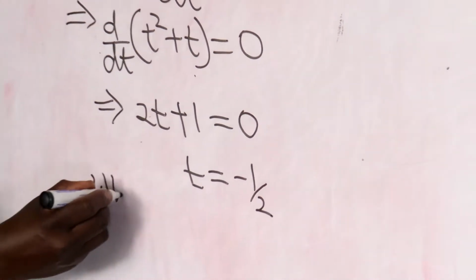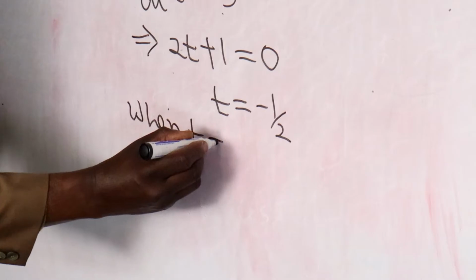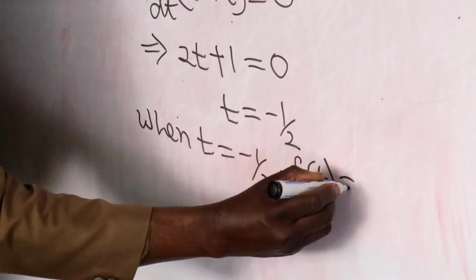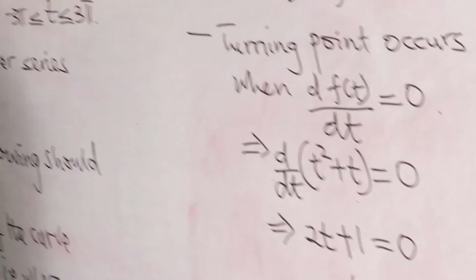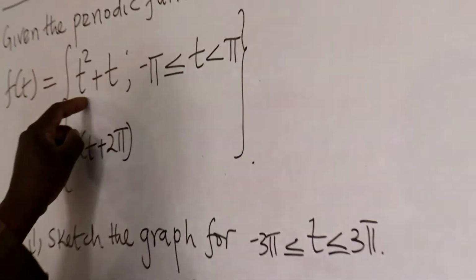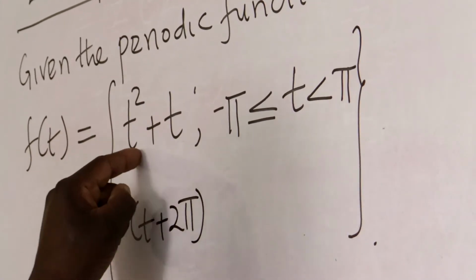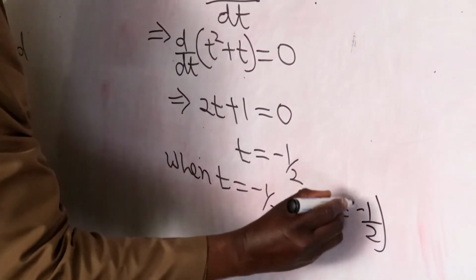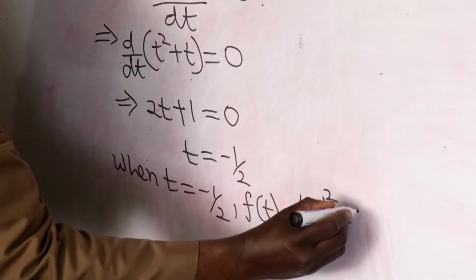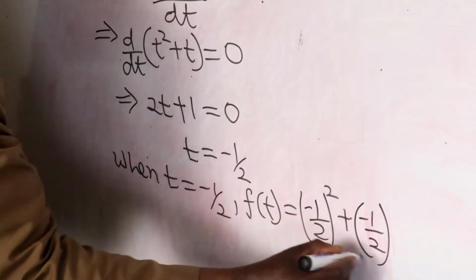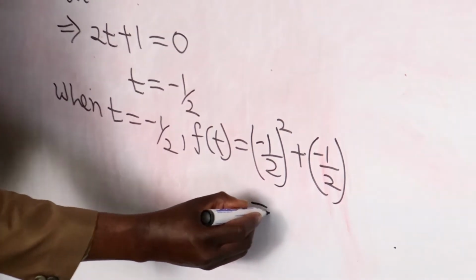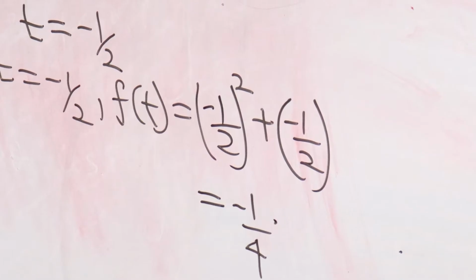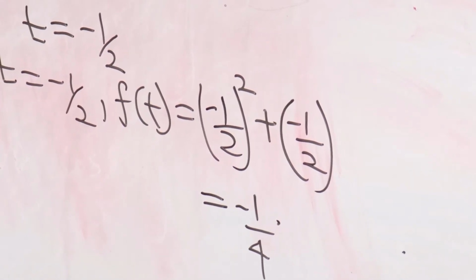So when t is equal to negative a half, f of t will be equal to what? We now take negative a half and insert it in our t squared plus t. So f of t will be equal to negative a half squared plus negative a half. So this gives us negative a quarter. So that's what we have.